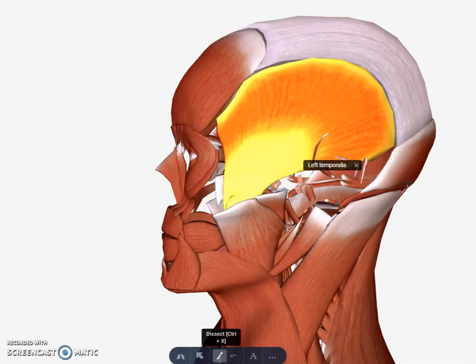This is the temporalis. It elevates jaw and retracts chin. The origin is the temporal bone. The insertion is the mandible. This is the masseter. It functions in chewing and biting. The origin is the zygomatic process. The insertion is the mandible.